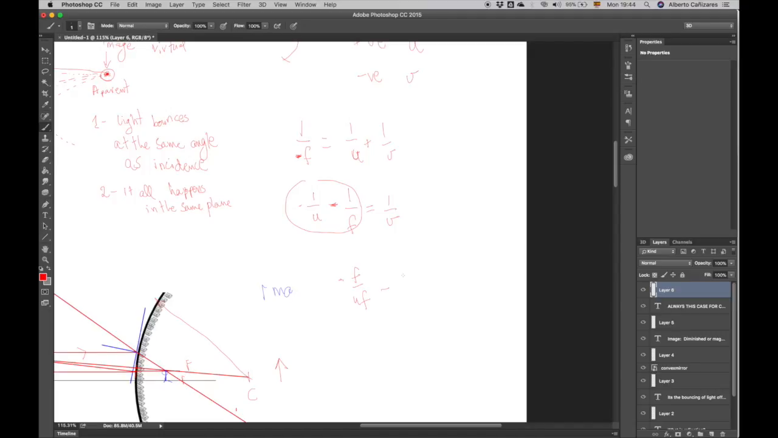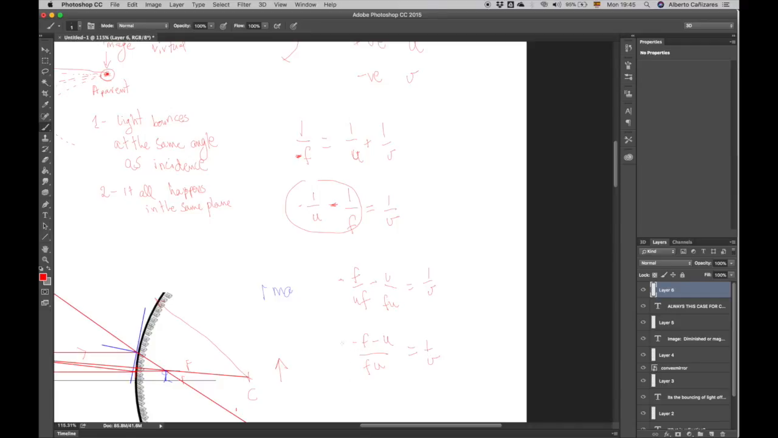minus U divided by FU equals, and then I leave the rest, 1 divided by V. And now I'm going to combine this. You see you have minus F minus U divided by FU equals 1 over V.